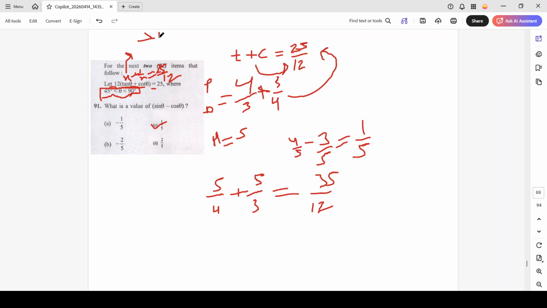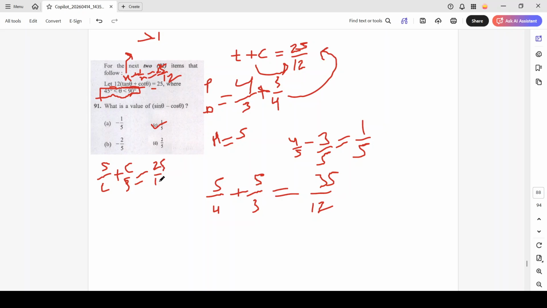That's why I have taken tan theta 4 by 3, not 3 by 4, because after 45 degrees tan theta is greater than cot theta. And the other method that I was saying is that if I put tan theta equal to sin upon cos, and cot theta is cos upon sin. Okay. Cos upon sin. Okay. And make it 25 upon 12.